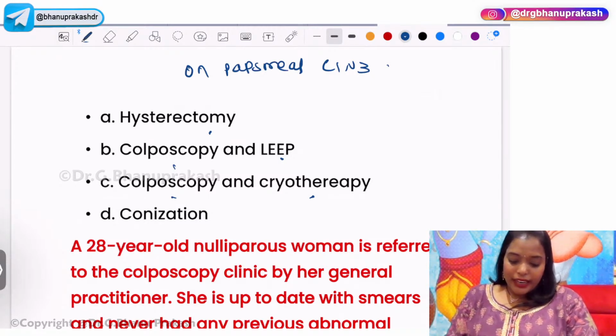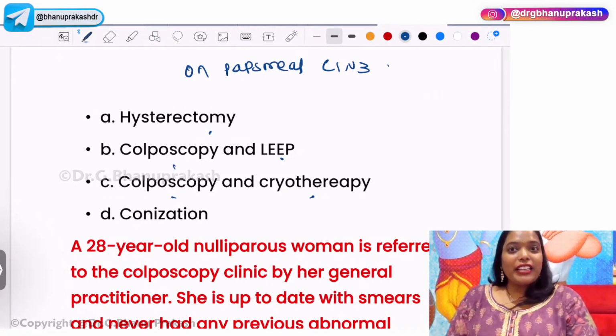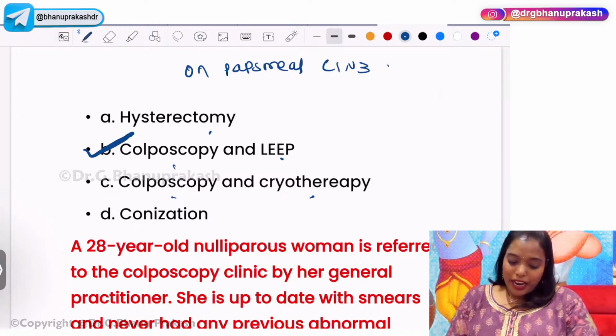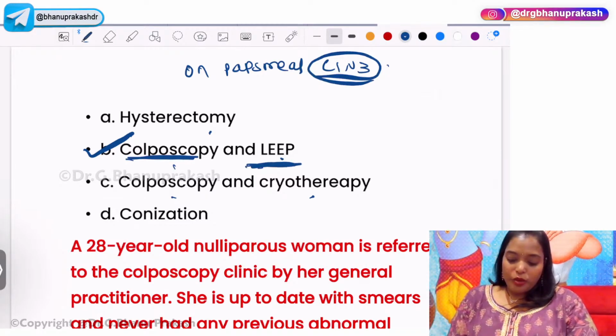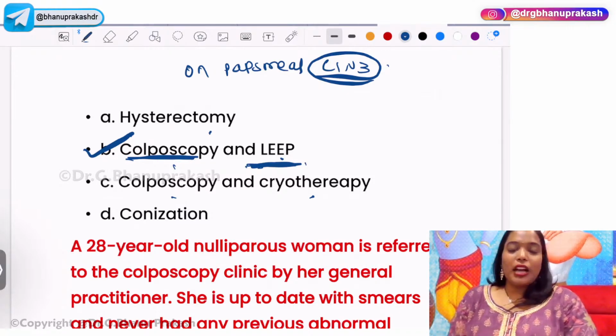Very good. Excellent. So it is colposcopy and LEEP. I told you, for CIN3, best management is LEEP. Confirm it with colposcopy and then go for LEEP. So the answer is B.